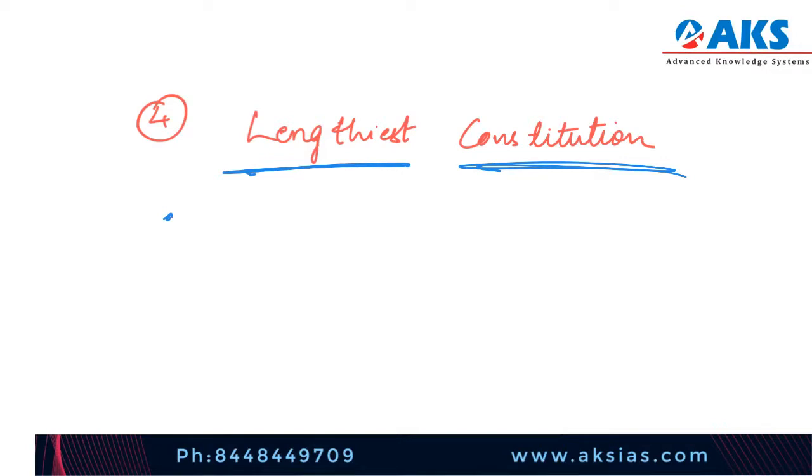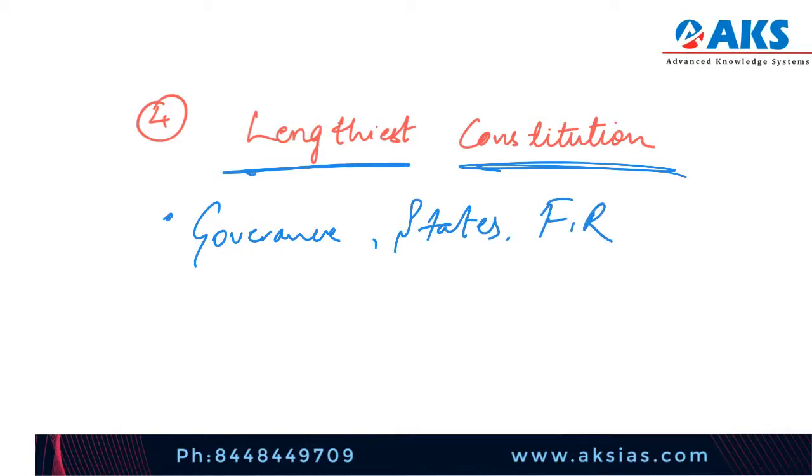It took the best from other constitutions of the world. So the constitution makers of India took various provisions. They did an in detail study of the various constitutions of the world and tried to incorporate all the important ingredients in the Indian constitution. Also, India's constitution has detailed provisions regarding governance, regarding states, regarding fundamental rights. The provisions related to fundamental rights are enumerated in the constitution itself, and also directive principles of state policy.